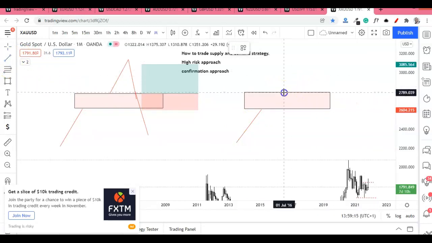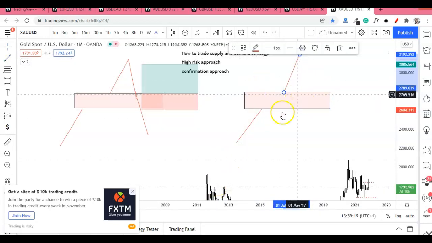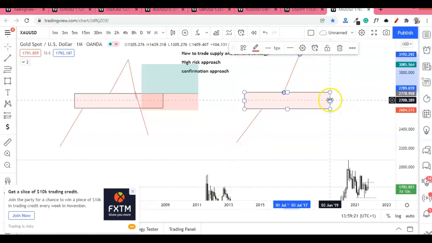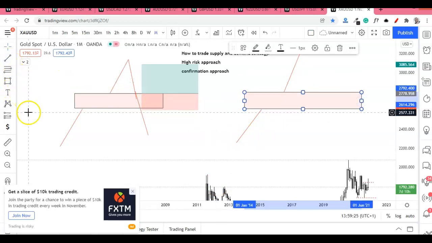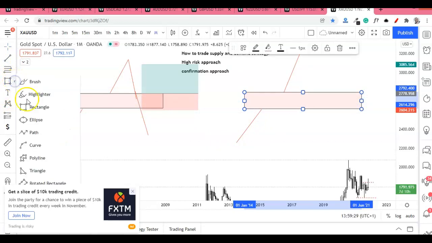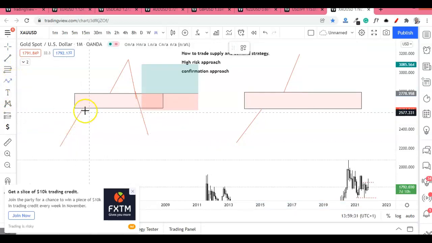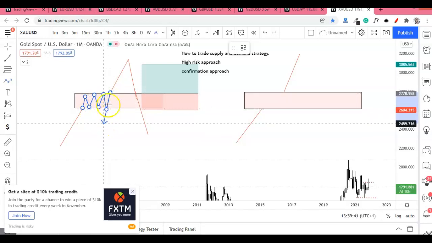A rally, base, rally. Okay, price comes in, consolidates, then we expect price to come back into the base. Remember, this is our base. Okay, let me make it clearer. Now this is the consolidation. Price consolidates here before taking price upward.